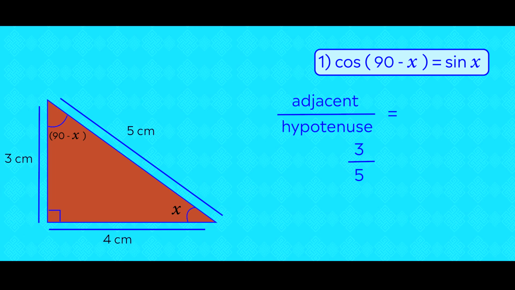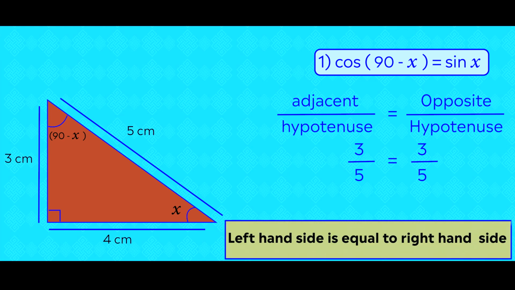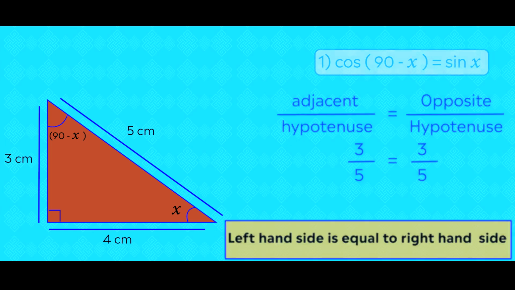The formula for sine ratio we already know is given by opposite divided by hypotenuse. Since the opposite of this triangle with reference to angle x is 3 and the hypotenuse is 5, we substitute 3 for opposite side length and 5 for hypotenuse. So we get 3 over 5 in the right-hand side as well. Thus, left-hand side of the equation equals right-hand side of the equation. Therefore, this relation is proved.